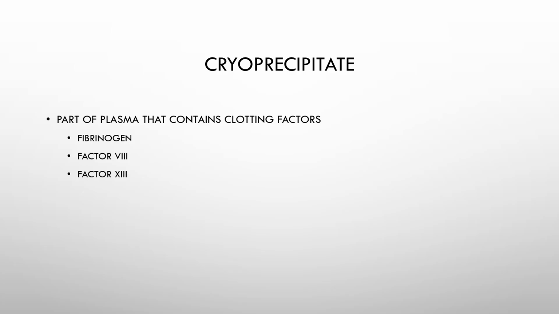Okay, so it's going to have our fibrinogen, our factor 8, and our factor 13 all within it. It's a nice way to help replenish those factors without giving them a whole lot of fluid volume. There's usually only about 25 to 50 mils in a bag of cryo compared to a bag of plasma, which is about 500 mils.